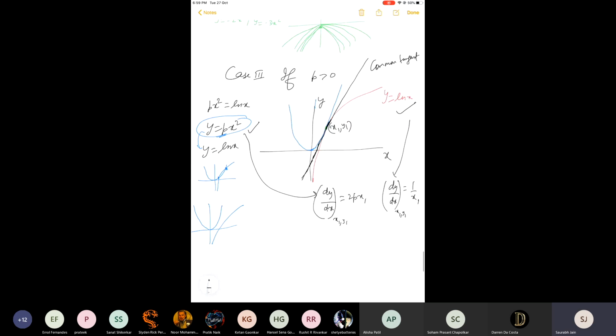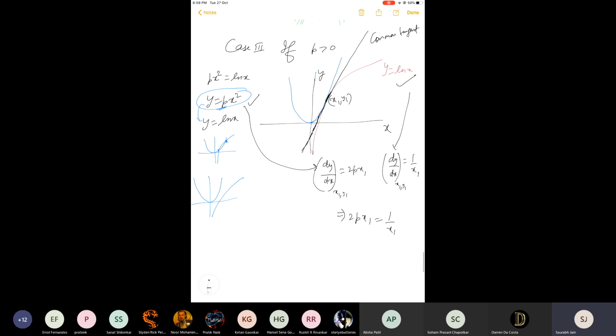Let us equate these two. Why are we equating? Because this is a common tangent. Common tangent means it is tangent to both. So obviously, if one line is tangent to both, and we are finding dy by dx from different curves, they must be equal. Why? Same line is there. So because of this, I get x1 square as 1 by 2p.